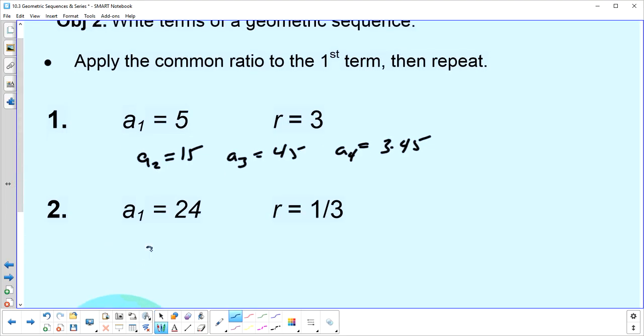Another example here then, a sub 2 would be 24 times 1/3 or 8. So you see we're reducing now. A sub 3, we'd get 8 times 1/3 or 8 over 3. And then we could do one more for a sub 4 and so on and so on.